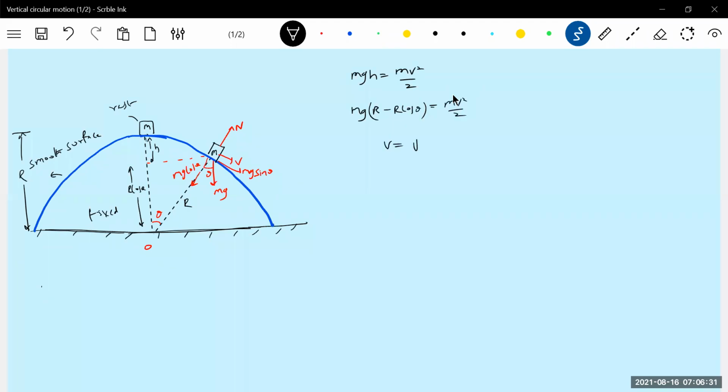So what is v equal to? v equals root of 2gR times (1 minus cos theta). Okay, this is the speed of the block when it arrives here. Let's write the equations of motion, the dynamics of circular motion. Providing the required centripetal force, mg cos theta minus N, because the center of curvature will lie somewhere here. So this will be mg cos theta.